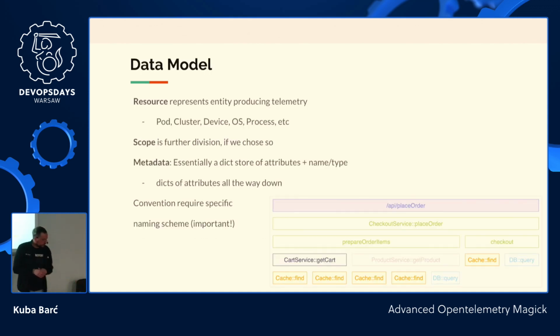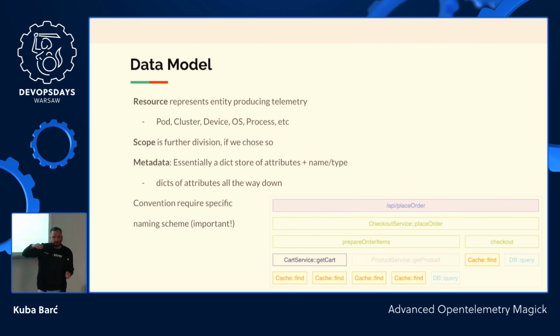Right. So in order to understand the data model, we'll go from the top to the bottom. We have a resource. There is a special entity called a resource, and it describes something that is emitting a metric. So that might be a pod, a process, your cluster, your Android device, pretty much whatever. And you associate certain dimensions to it, so certain metadata.